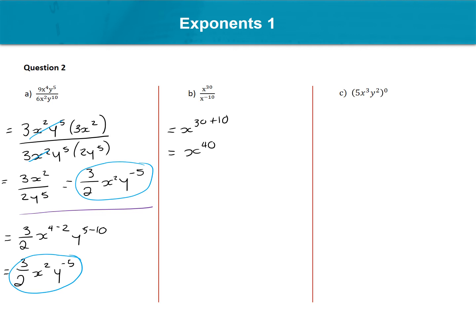C says 5x cubed y squared, all to the power of 0. Anything to the power of 0 is 1. All right.